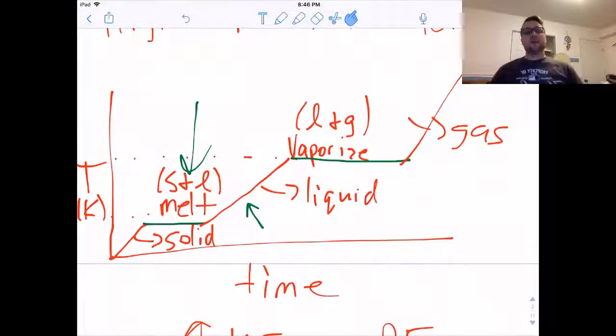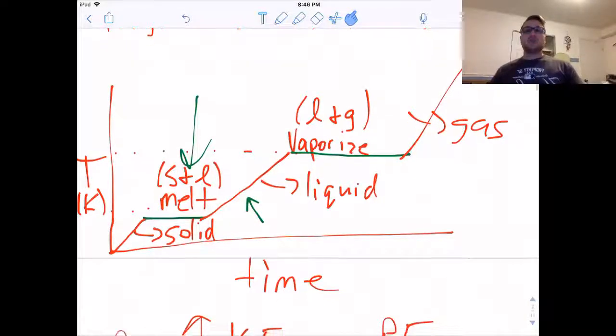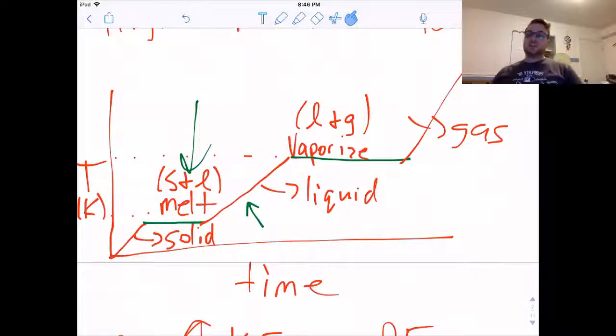The parts in red, the kinetic energy is going up because the temperature is going up. The potential energy remains the same. The parts in green, the potential energy is going up because the temperature is not changing. Therefore, that stored energy is changing as we start to melt or vaporize. So the kinetic energy remains the same.